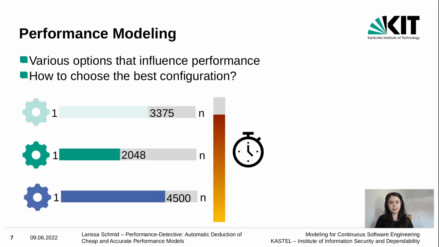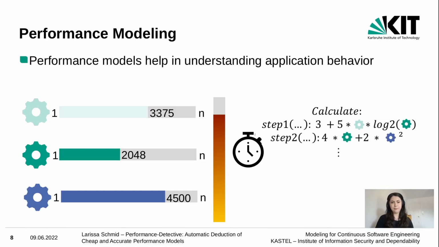And to illustrate this, we have here, for example, various options that influence the performance, where you can set a value of 1 to n for each of them, and then they result in some performance value. And usually it's the runtime that is of interest here. And of course, now the question arises, how can we choose the best configuration with the lowest runtime? This is where performance models come into play and can help in understanding the application behavior.